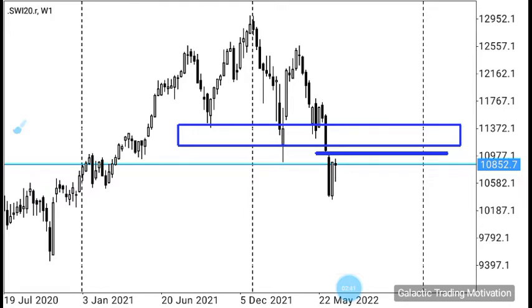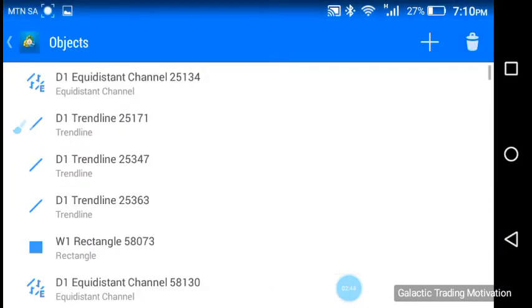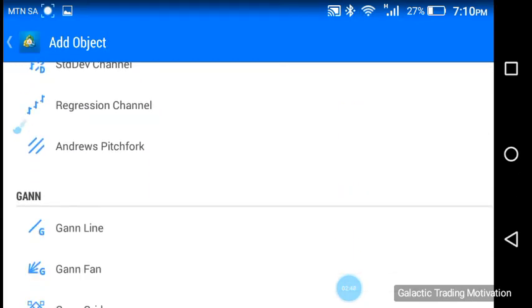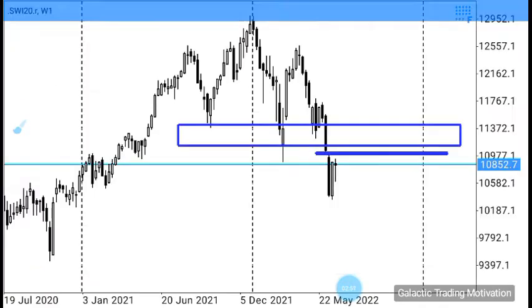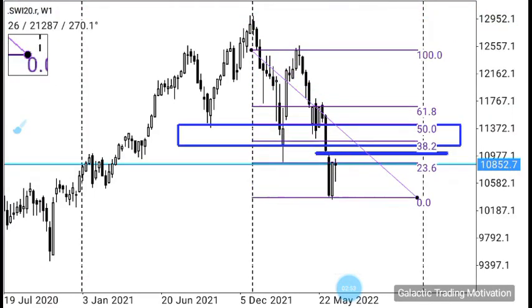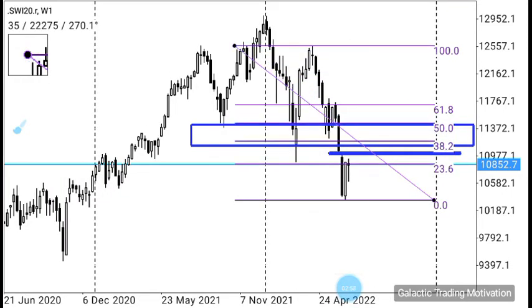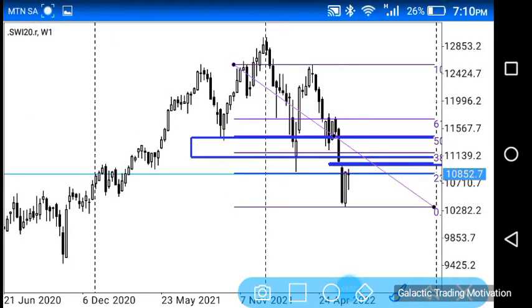with the neckline. I'm also going to add the Fibonacci retracement tool just to see if the neckline of that huge head and shoulders pattern aligns with any of the key numbers on the Fibonacci retracement tool. There we go. So we can see that the neckline of this head and shoulders pattern actually aligns with the 50% Fibonacci zone.